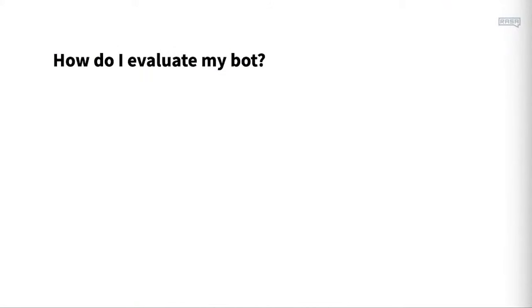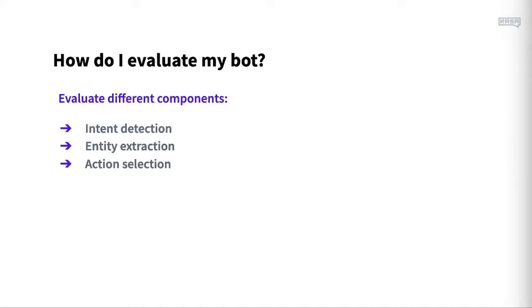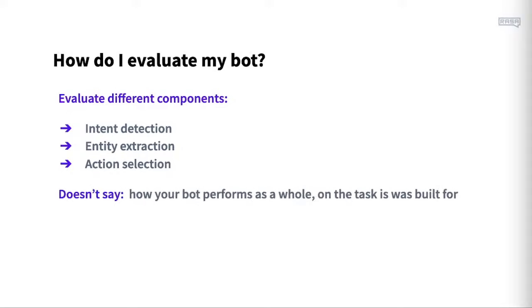One of the main questions we receive from our community is, how do I evaluate my bot? Or how do I know how good my bot is? One way to answer this question is by evaluating the different components that make up your bot. For example, you can measure the accuracy of intent detection, entity extraction, and action selection. However, the accuracy of these individual components doesn't tell you how well your bot performs as a whole and on the task it was built for.